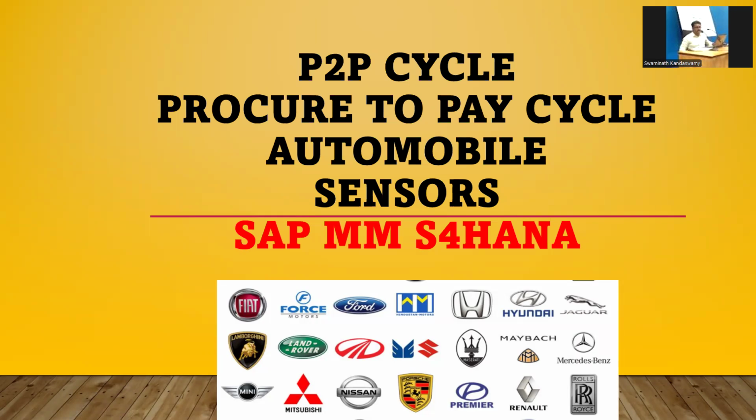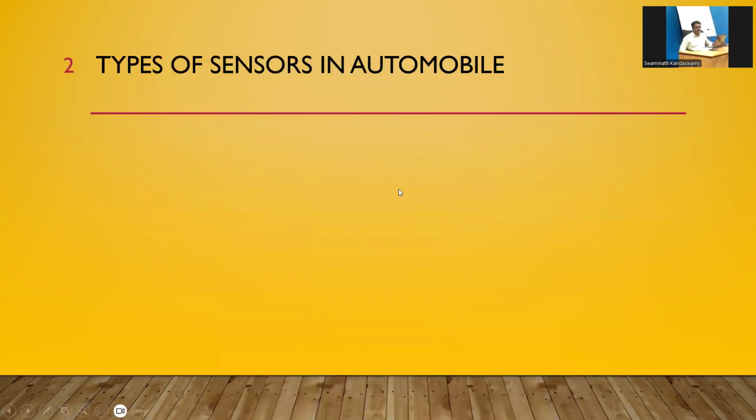Today we are going to see the procure to pay cycle for automobile sensors. Different types of sensors are bought in the automobile industry, so those are the sensors we are going to see. What are all the sensors we'll see?